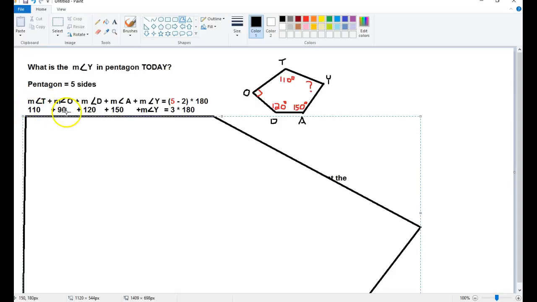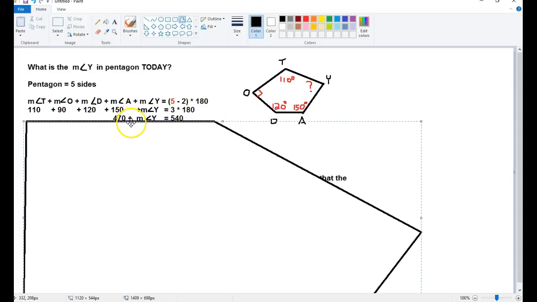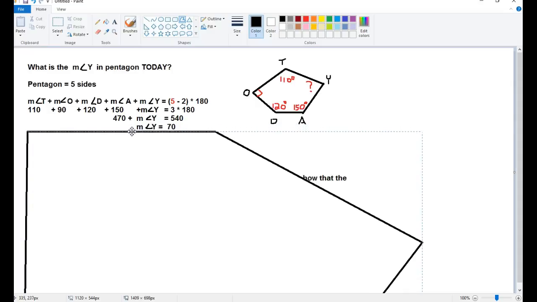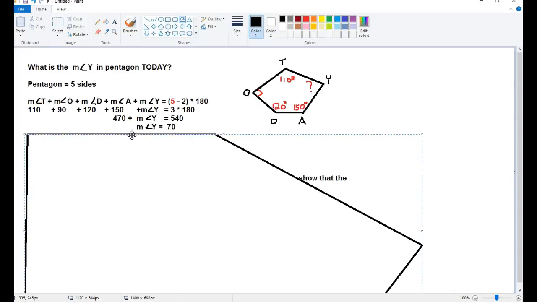So 110 plus 90 is 200, plus 120 is 320, plus 150 is 470. And then 3 times 180 would be 540. So we get 470 plus the measure of angle Y equals 540, and we could solve for that, and we get the measure of angle Y equals 70 degrees.